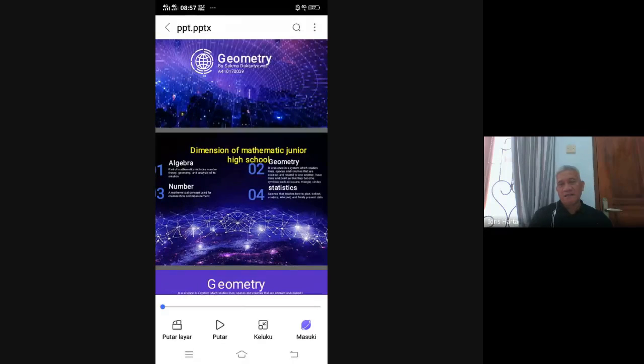Triangle and circle. And third, there is number. The definition is a mathematical concept used for enumeration and measurement. And fourth, that was statistic. And the definition was science that studies how to plan, collect, analyze, interpret, and finally present data.